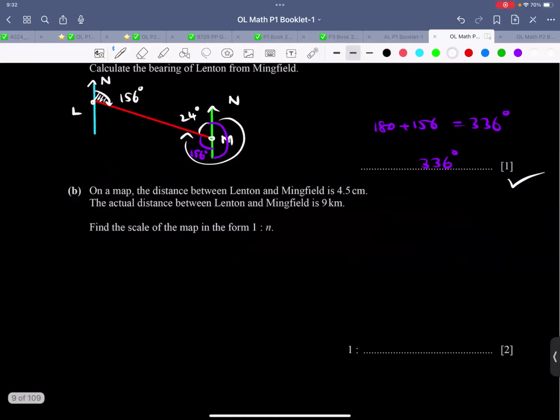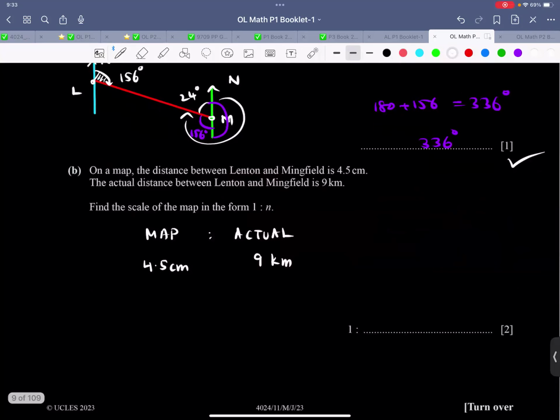On a map, the distance between Linton and Mingfield is 4.5 centimeter. So there is map and there is actual. On a map, the distance is 4.5 centimeter. The actual distance is 9 kilometers. Find the scale in this form. Map is smaller, n is bigger, actual is bigger. So 9 into 1000, that is for meter, into 100, that is for centimeters. So this 9 kilometers is 9 followed by 5 zeros, and this is 4.5 centimeter.